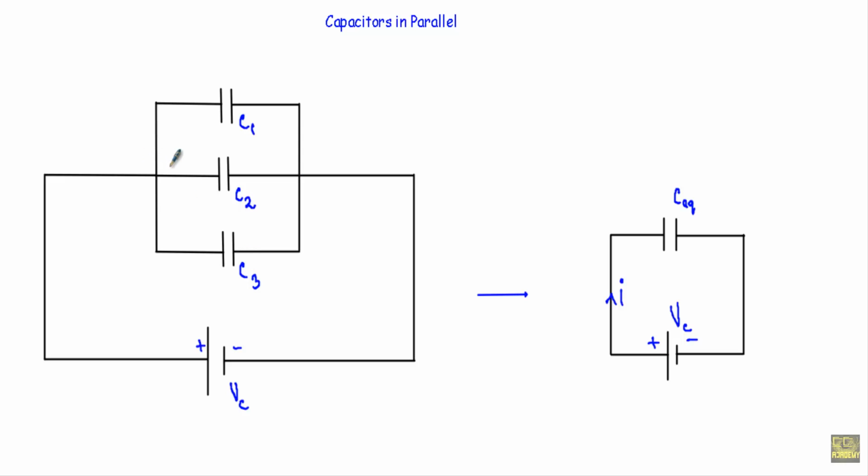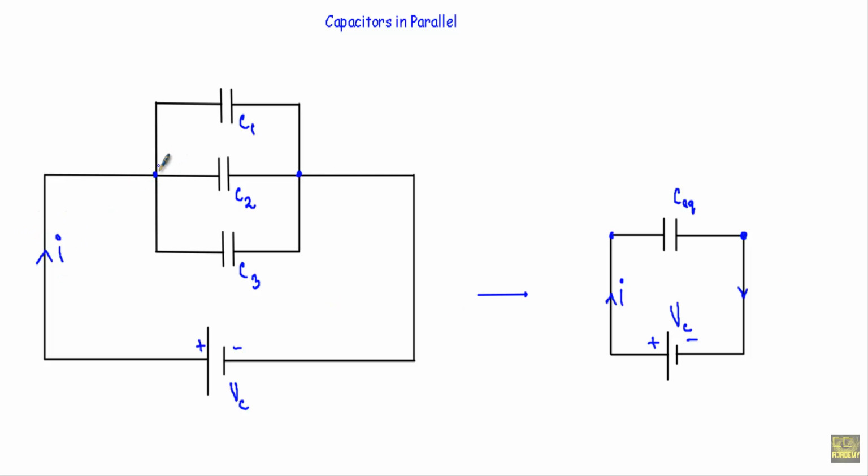Now see, in the circuit we are applying a DC voltage whose value will be VC between this terminal and this terminal. Now I will replace the capacitors C1, C2 and C3 within these two terminals with this single capacitor C equivalent. As the C equivalent is the equivalent capacitance, the total current that will be flowing in this circuit will be the same current that will be flowing in this circuit. This is the charging current I.